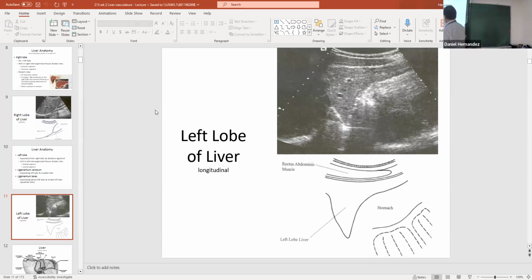Here's a sagittal view of our left lobe of the liver now. It kind of looks like a boomerang, right? Is that what you guys described it as? Shark tooth. Yeah, it does look like a shark tooth.